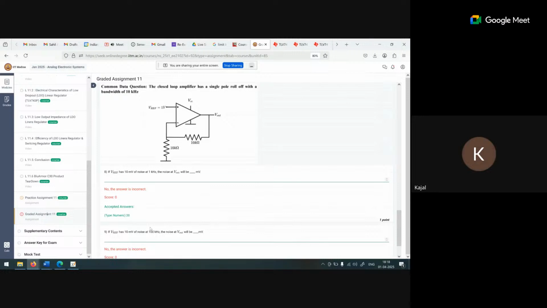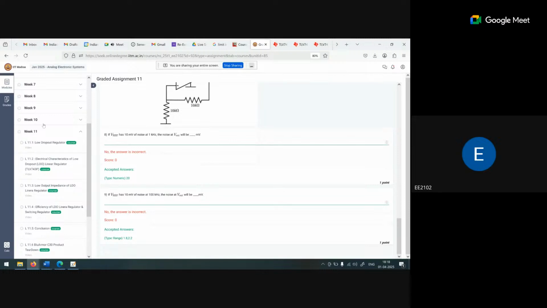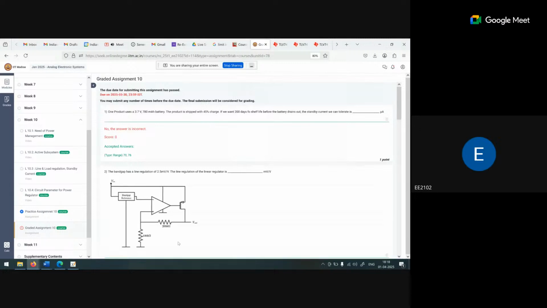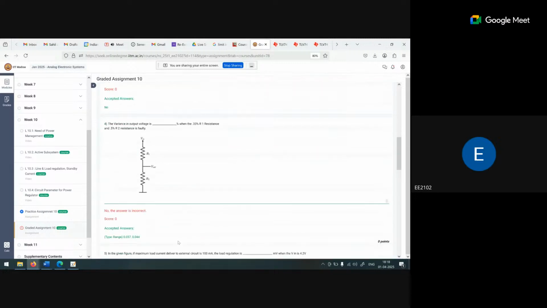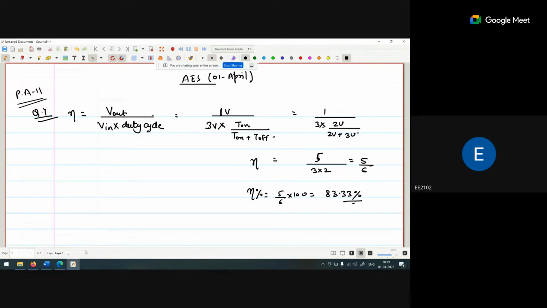Sir, graded assignment 10, question 4. Yeah, this one. I removed that one from the evaluation part, but I will explain it to you. The question is: what is the variance of the output voltage when there is 0.33% in the R1 resistance and 0.5% in the R2 resistance?